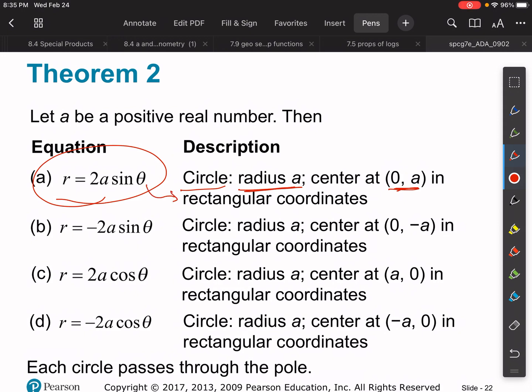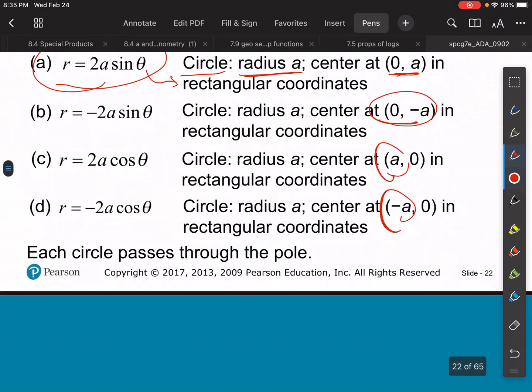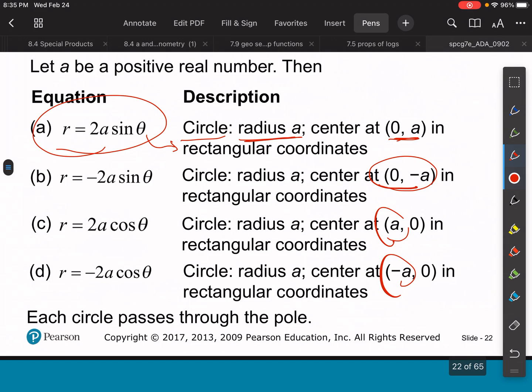For the negative of that, we know that we'd have the exact same thing, except we now have a center at negative a. And if we have cosines, notice that the x value is what becomes the a now. So this is all just saying that every time you simplify these, this pattern arises. Don't worry about it too much, because if you can convert to rectangular, you don't need to know any of this. This is just kind of a shortcut.